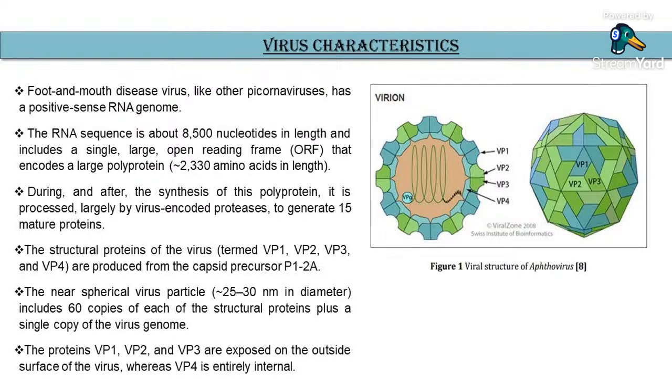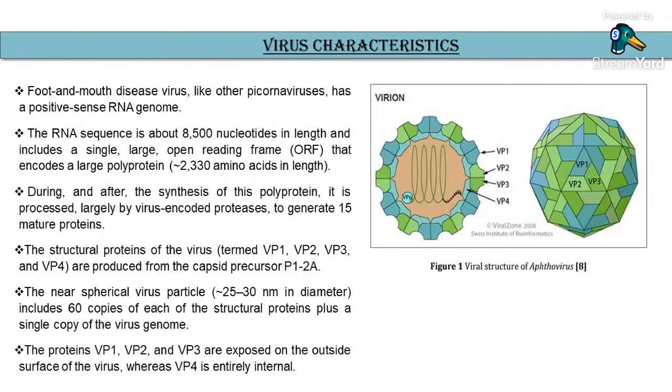Now the virus characteristics. We know it belongs to the picornavirus family. It is a positive sense RNA virus. Positive sense means the genome is single stranded, made of RNA, ribonucleic acid. The RNA sequence we are talking about is 8500 nucleotides in length, and it includes a single large open reading frame that encodes a large polyprotein which is more than 2330 amino acids in length.